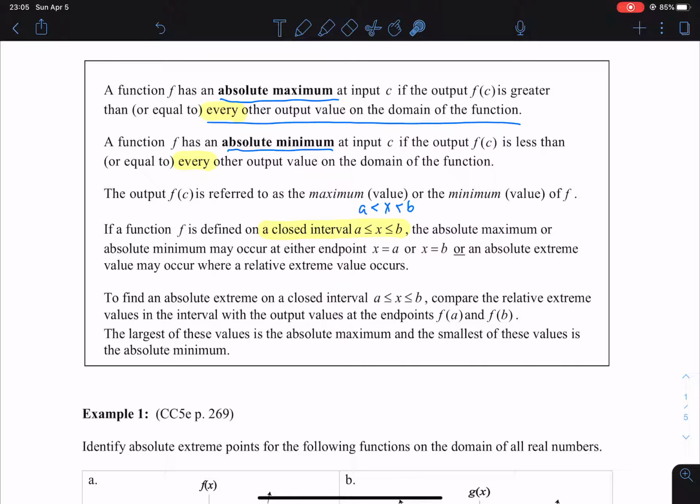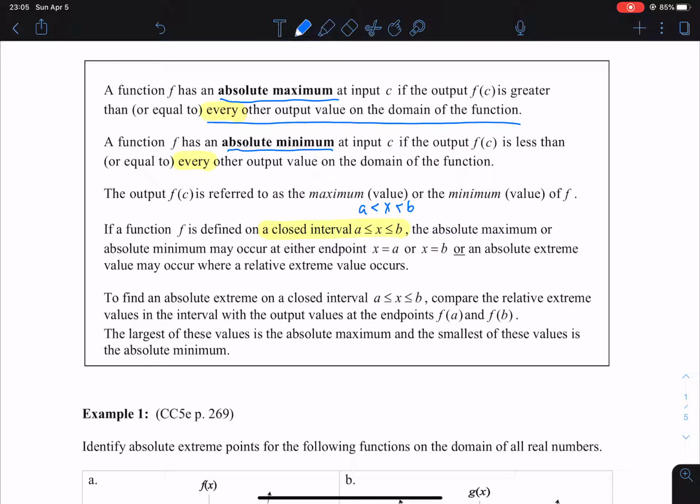So remember last section we talked about the two endpoints a and b. They will never be the relative extreme points. But for this one, even though they cannot be relative extreme points, they still have the possibility to be absolute maximum and absolute minimum. So this is the difference. For the two endpoints, even though they cannot be relative extreme points, they can be absolute maximum or absolute minimum points, absolute extreme points.